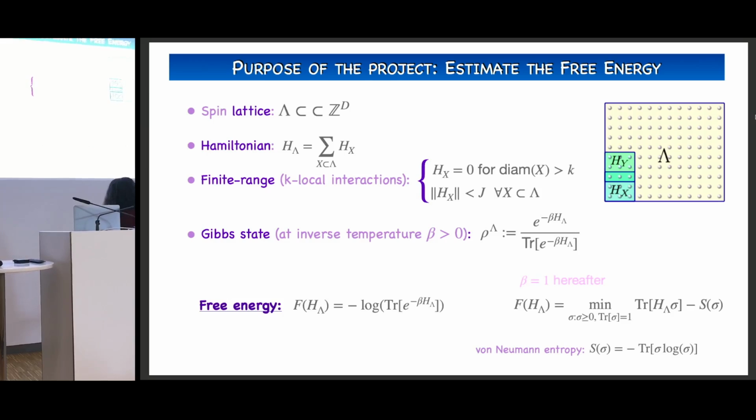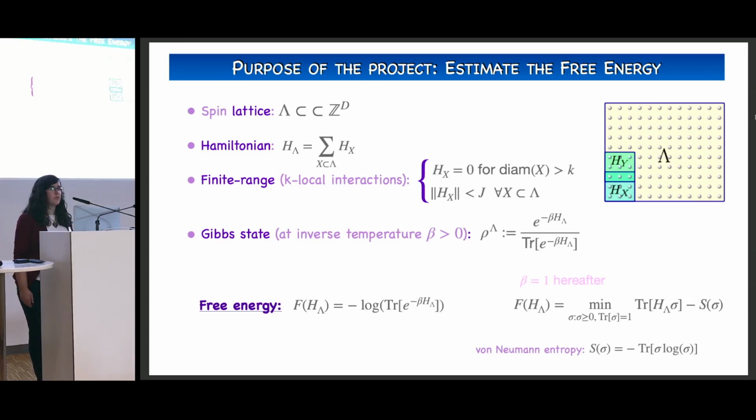Now what we know is that if we want to compute the free energy, we can maybe directly compute it from here, but this is pretty inefficient. One thing that we know is that there's a way to compute it variationally by taking this expression here. We can take the minimum over density matrices of the difference between the trace of the Hamiltonian and a certain state sigma, minus the von Neumann entropy of that state.